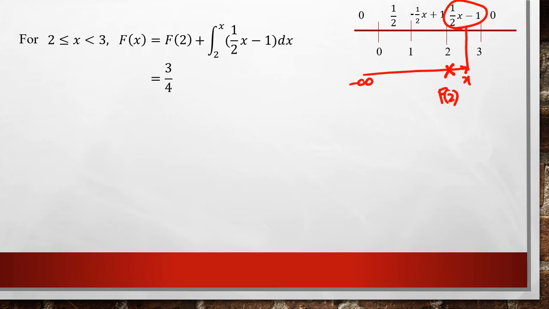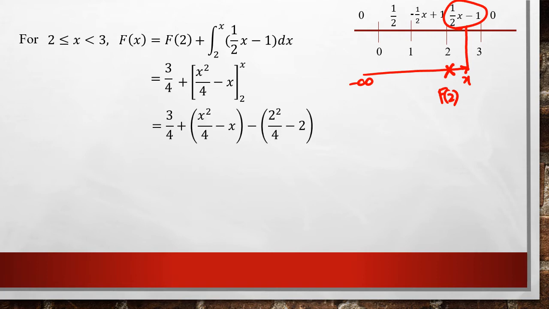So we get 1 over 4 x squared minus x. Substituting the upper limit x and lower limit 2, we have 3 over 4 plus x squared over 4 minus x, and then minus, substituting 2, we get 2 squared over 4 minus 2. So this part will be 1, and 1 minus 2 is negative 1. So the negative is adding up. So we have x squared over 4 minus x, and then plus 7 over 4.